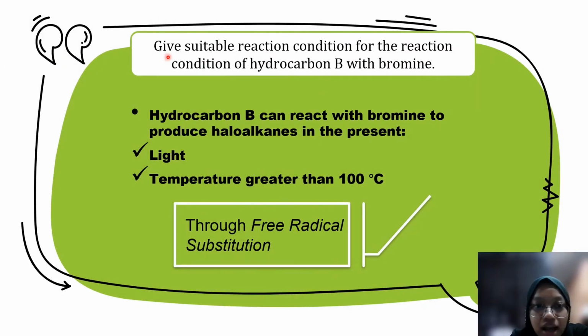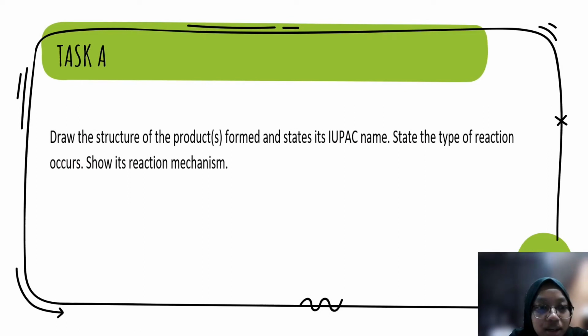Another question asked me to give the suitable reaction condition for the reaction of hydrocarbon with bromine. In order for hydrocarbon B to react with bromine, it needs the presence of light and also a temperature greater than 100 degrees Celsius. With these two requirements fulfilled, hydrocarbon B can react with bromine through free radical substitution. Okay, let's proceed with another question.